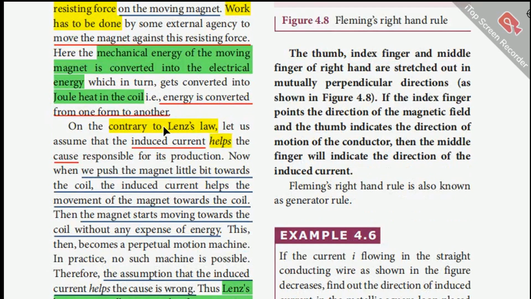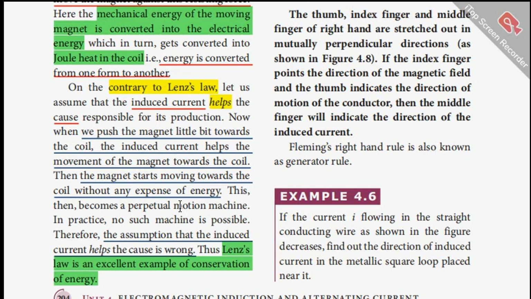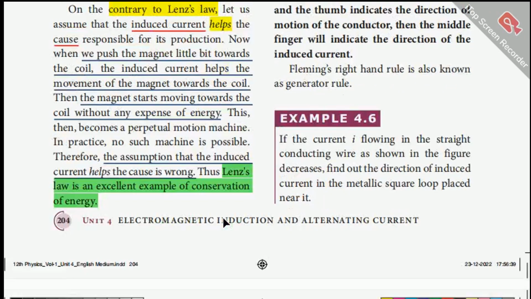But, contrary to Lenz's law, if we assume that the induced current helps the cause responsible for its production, then if we push the magnet a little bit towards the coil, the induced current helps the movement of the magnet towards the coil. Then the magnet starts moving towards the coil without any expense of energy. This then becomes a perpetual motion machine. So in practice, no such machine is possible. Therefore, the assumption that the induced current helps the cause will always be wrong. Thus, Lenz's law is an excellent example of conservation of energy.